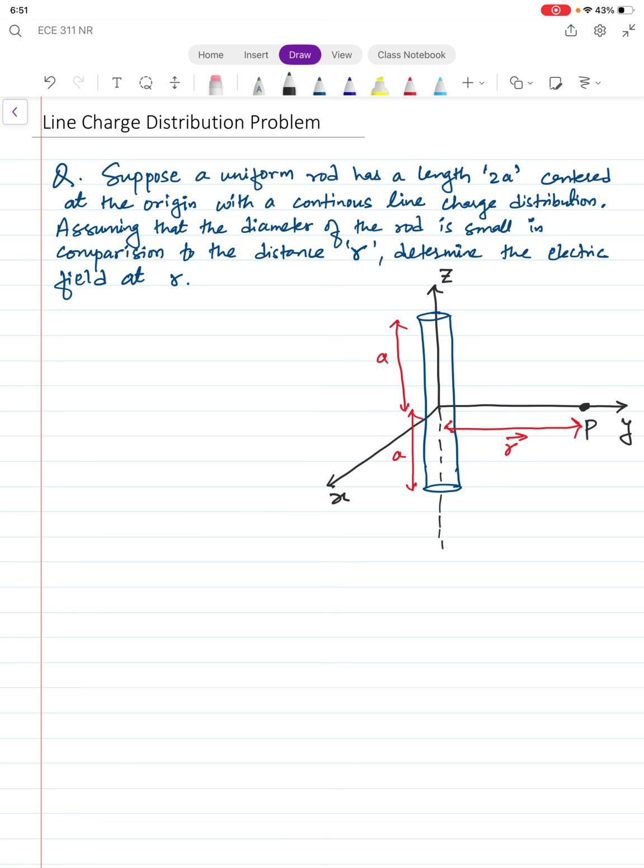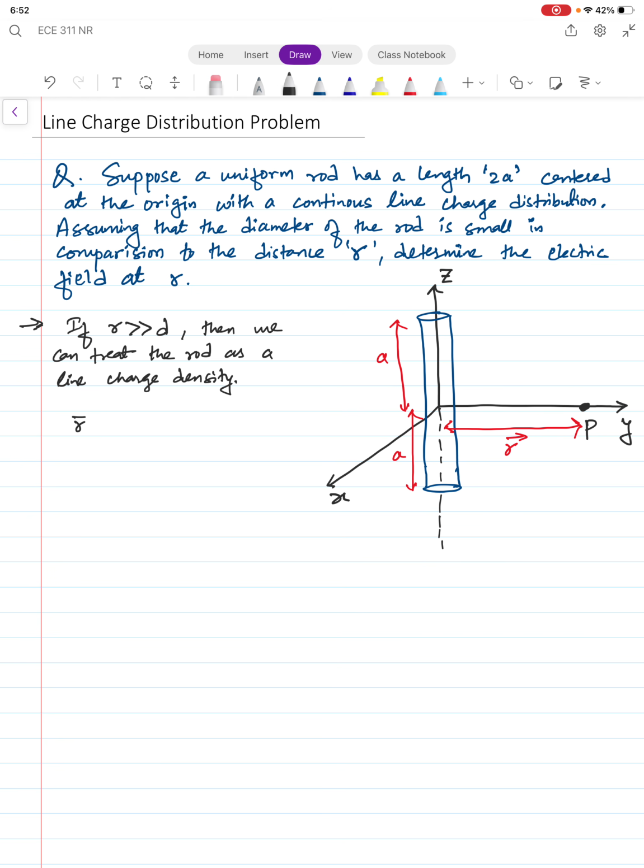All right, so I'll start this problem with something that is already given to us. If the observation point r is much larger in comparison to the diameter of the rod, then we can treat the rod as a line charge density. So we'll begin with determining our r and r prime.